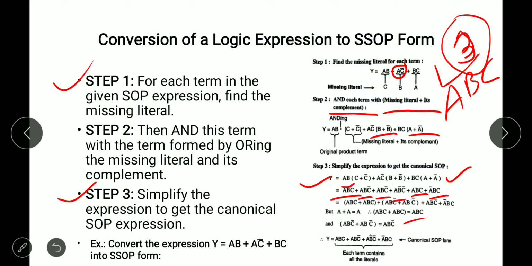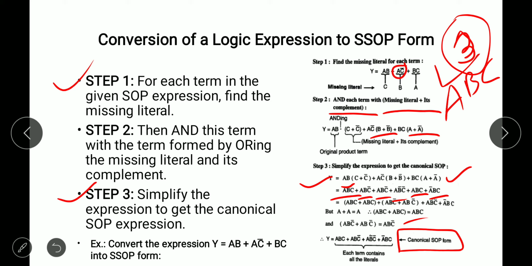So ABC bar plus ABC bar is equal to ABC bar. Now how can we write y, the output? y is equal to ABC plus ABC bar plus AB bar C bar plus A bar BC. Now this is nothing but the canonical SOP form, that is, each term contains all the literals. This is the canonical SOP form.